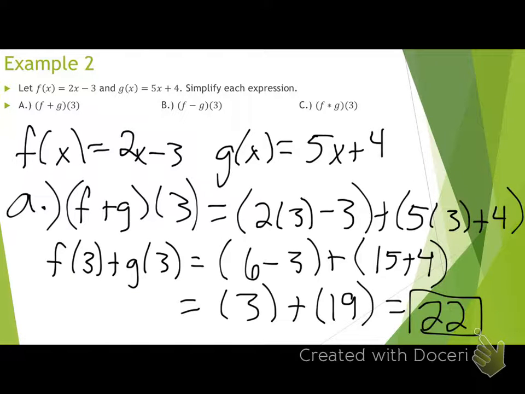Questions on part A? Can I erase and move to part B? No. Do I need to rewrite 22? 3 plus 19 equals 22. I can erase and move on now?